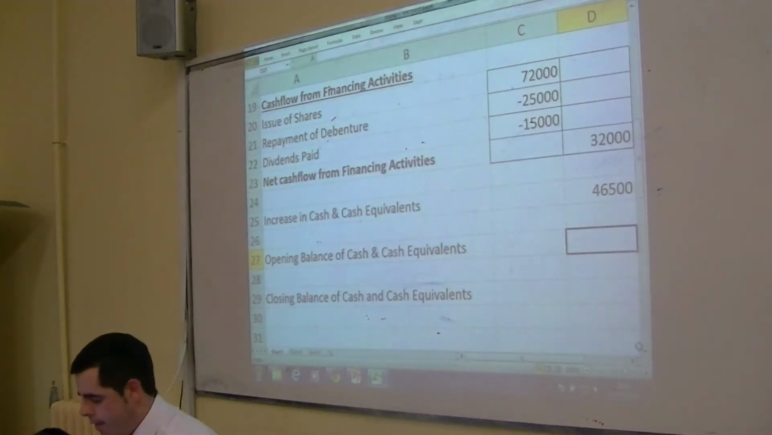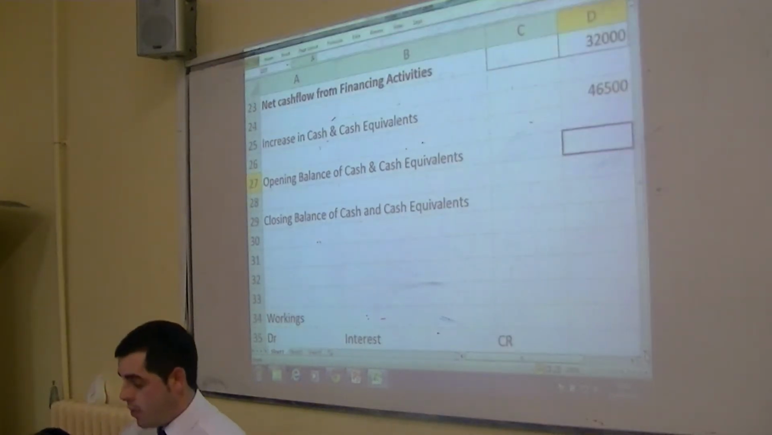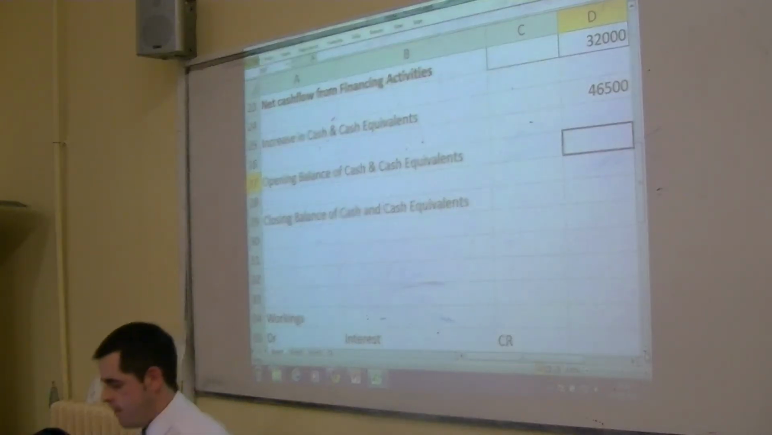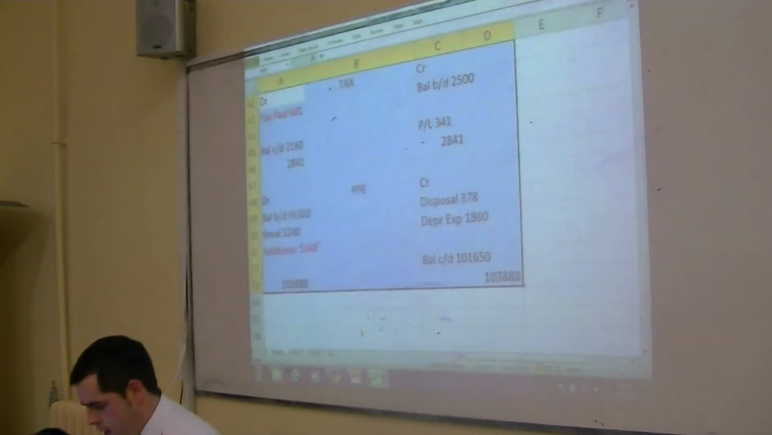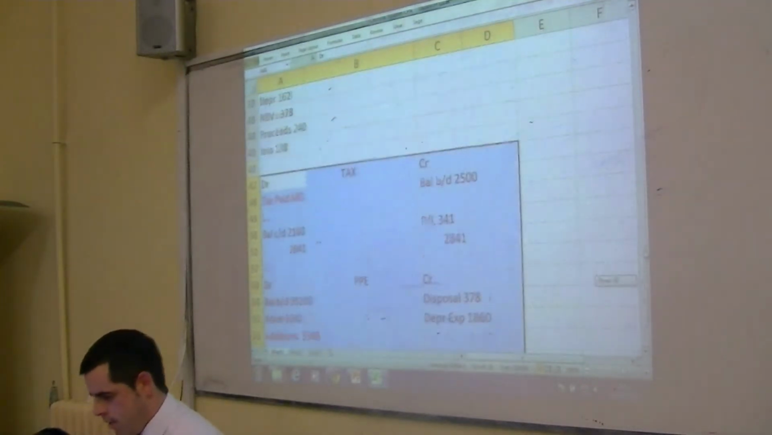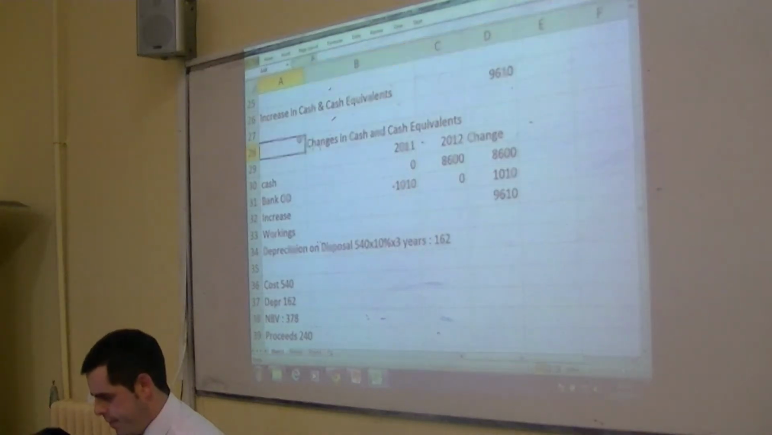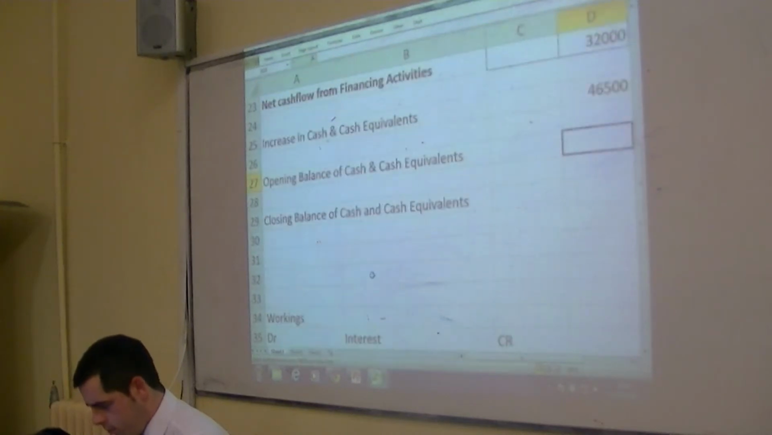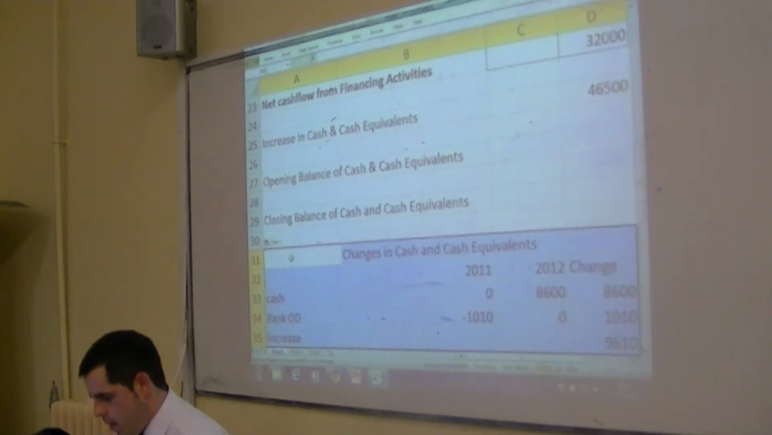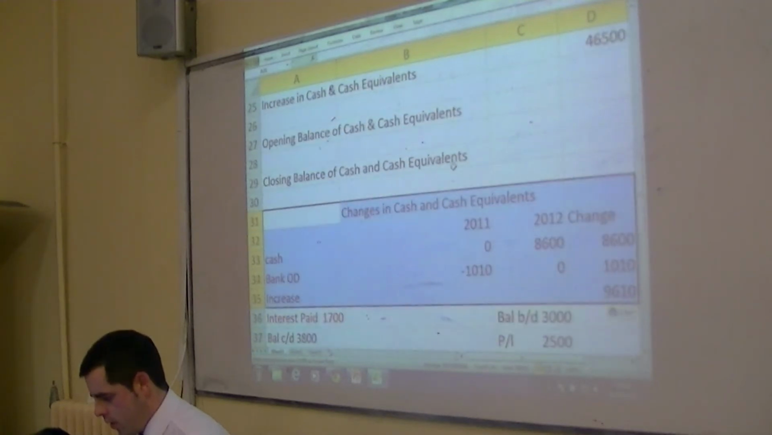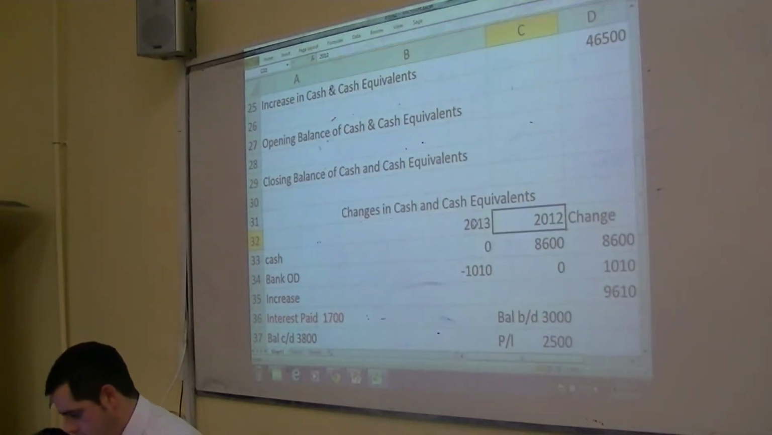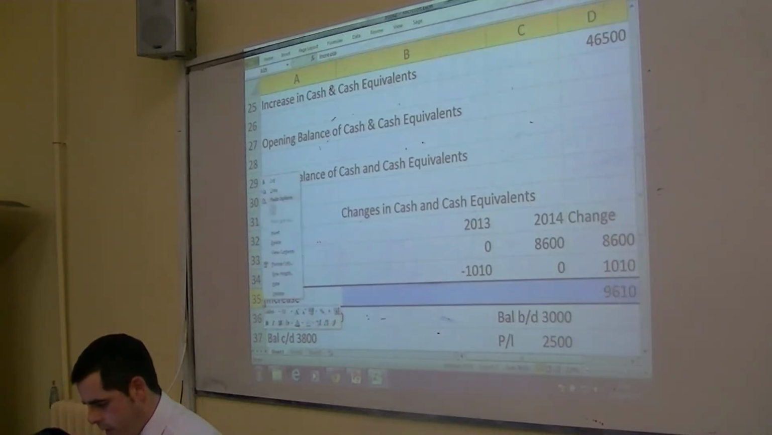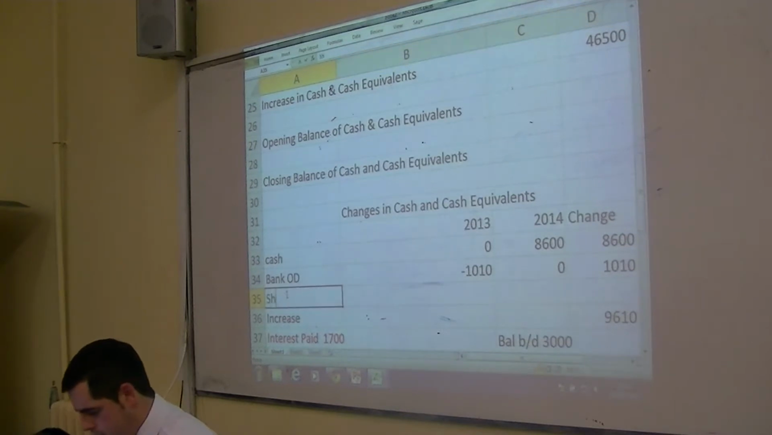What might be handy for this is, we need to put those figures in obviously, but if we do the changes first, does that make sense? We'll have all the figures there in front of us. Might be a bit easier to do it that way. So we'll make up the changes in cash and cash equivalents, and then we can put in those two figures that we need. So changes in cash and cash equivalents, 2013, 2014, and then cash, bank overdraft, and also short-term investments.